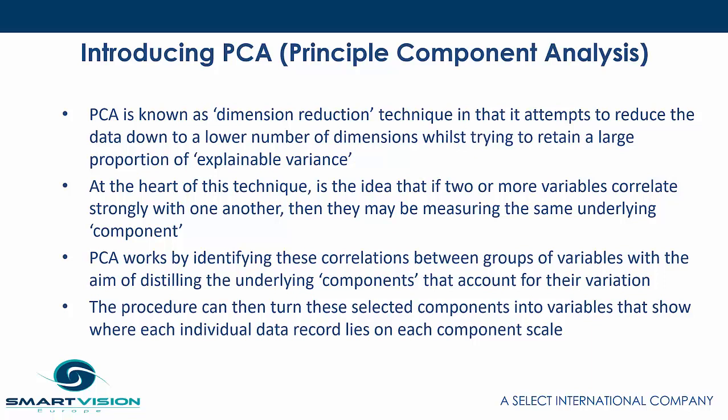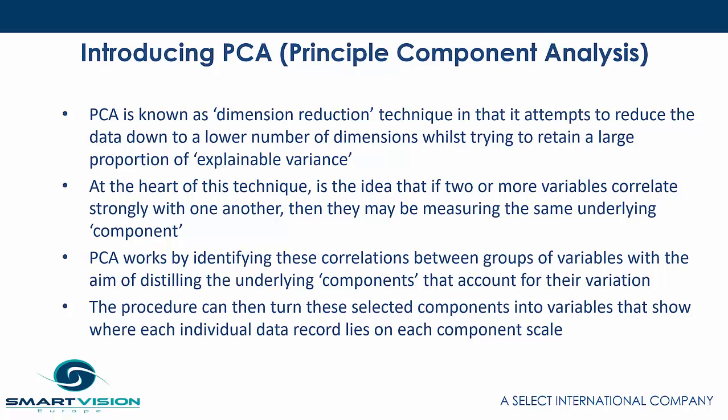PCA is known as a dimension reduction technique, in that it attempts to reduce the data down to a lower number of dimensions whilst trying to retain, hopefully, a large proportion of the explainable variance. And at the heart of this technique is the idea that if two or more variables correlate strongly with one another, then they're probably measuring the same underlying component. PCA works by identifying these correlations between groups of variables with the aim of, if you like, distilling these underlying components that account for their variation.